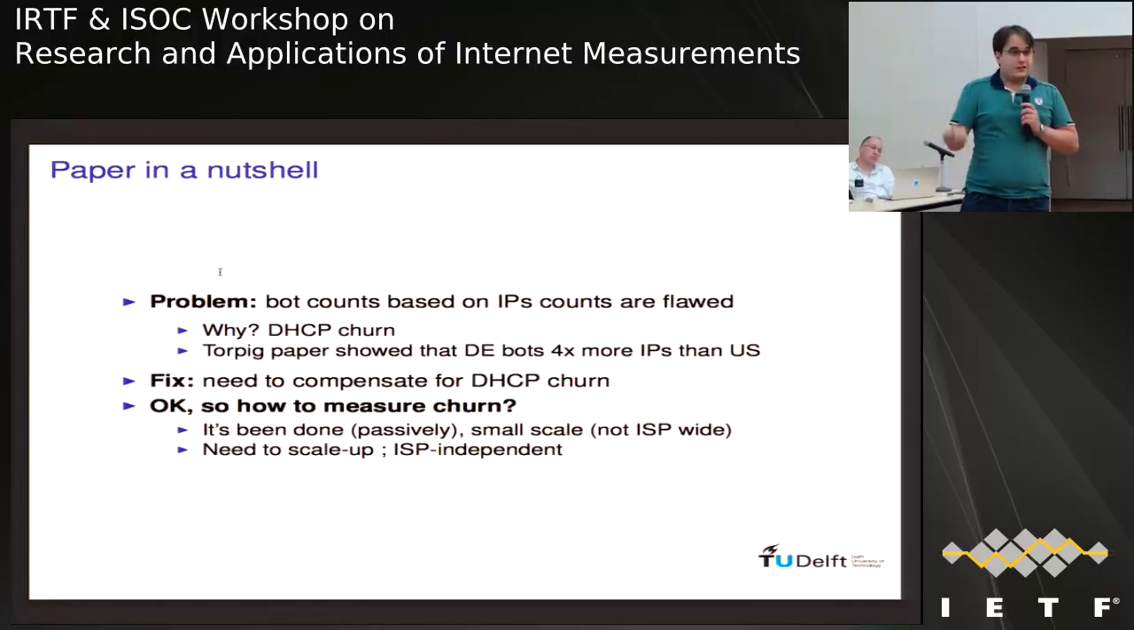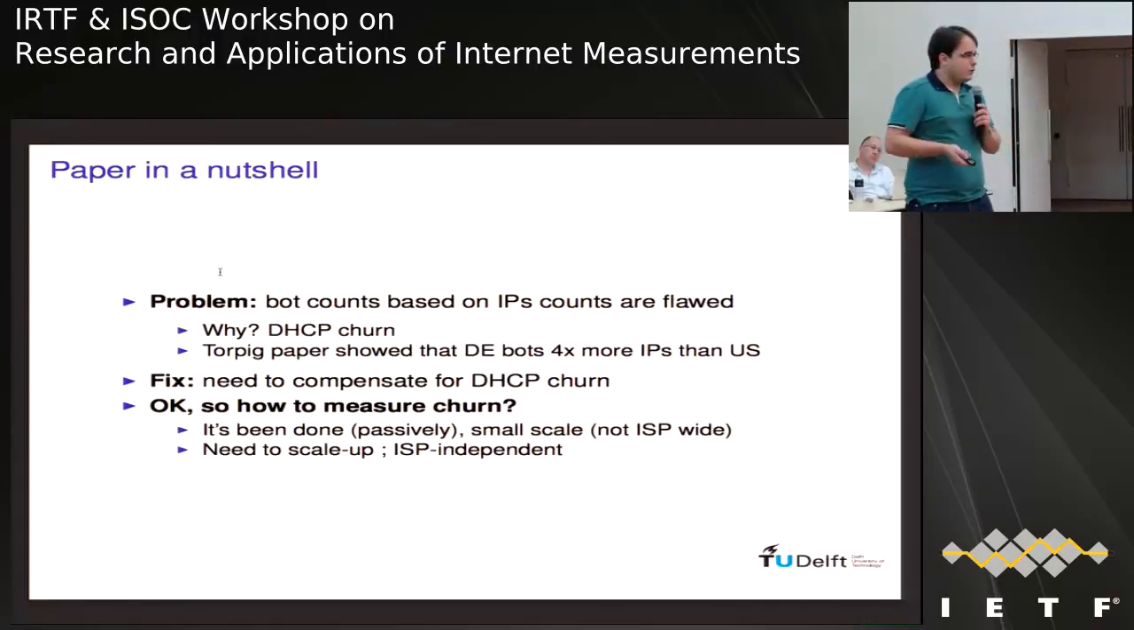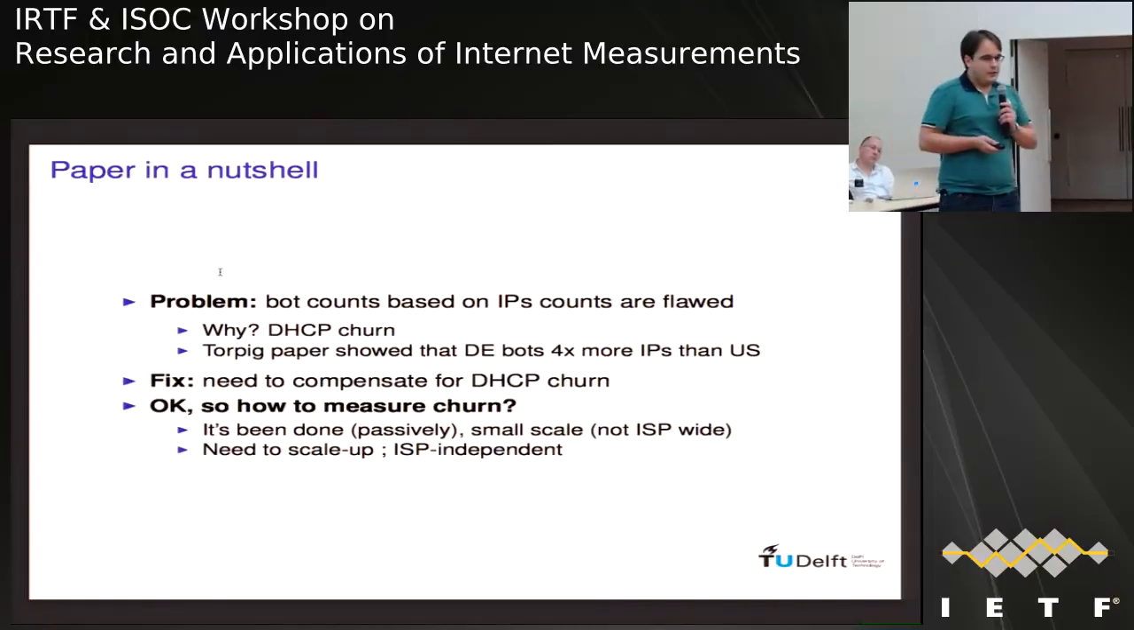So if you use IP addresses as unique identifiers for counting unique hosts, it's pretty hard because you don't know how many unique hosts are behind that. So what I try to do is to measure DHCP churn so we can compensate for the effects of churn when you count unique identifiers or hosts.